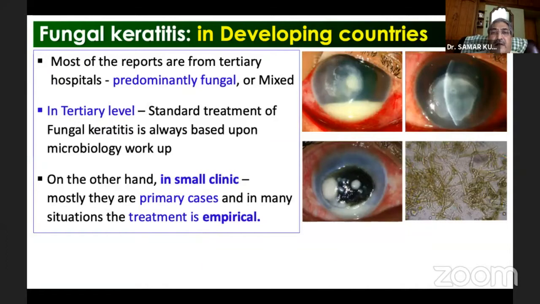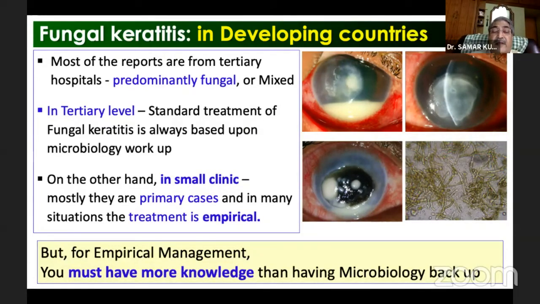So you know that fungal keratitis is mostly reported from the developing countries, and mostly from tertiary care eye hospitals. At the tertiary level, standard treatment of fungal keratitis is always based upon microbiology workup. On the other hand, in small clinics, most of them are primary cases, and in many situations the treatment is empirical. But empirical treatment is always difficult because you need more knowledge about the morphology of the ulcer, etc.